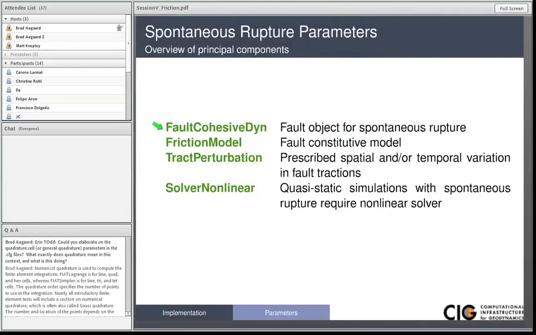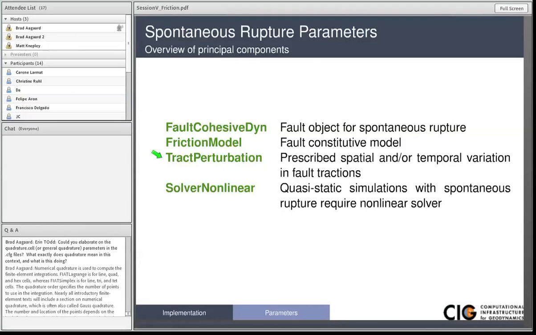And so let's look at the other parameters for our fault cohesive dynamic object for spontaneous rupture. So we switch from prescribed, simply fault cohesive kinematic, to fault cohesive dynamic for dynamic. We have our friction model that we pick from the previous fault constitutive models that we've discussed. We also have the traction perturbation. This is for prescribing any spatial or temporal variation in the tractions applied directly to the fault.